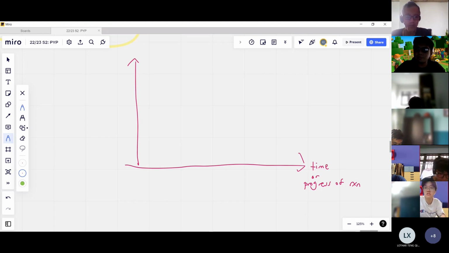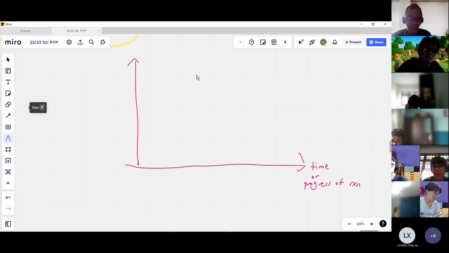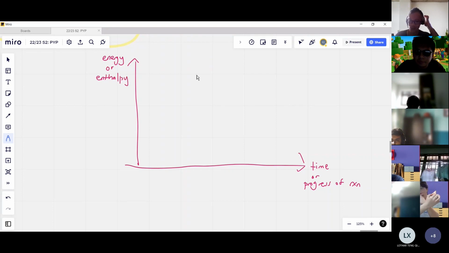Now, how about y-axis? What is my y-axis for this energy level diagram? Who is that? Sujit? Yeah. What is my y-axis? Temperature. I think we have not touched on temperature much. Now, guys, make sure you put this as energy or enthalpy. Please do not write temperature. You will definitely be penalized. Okay, Sujit, take note.